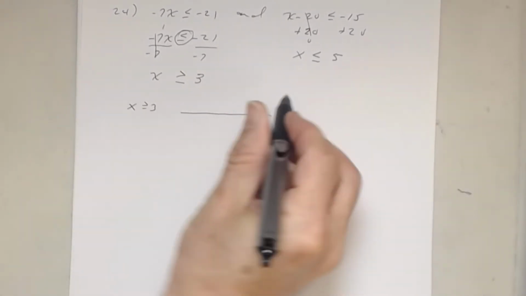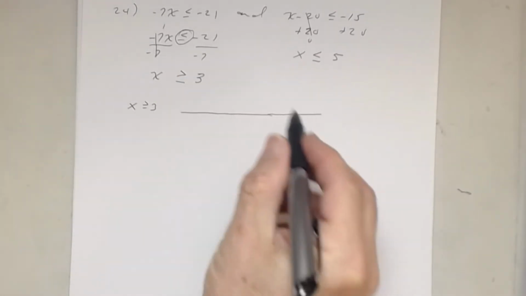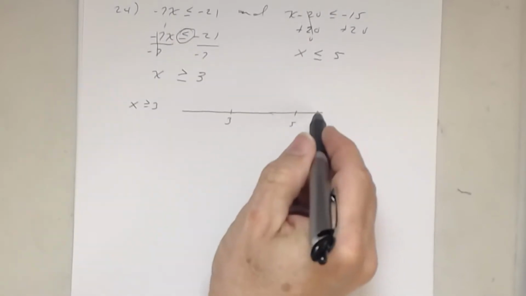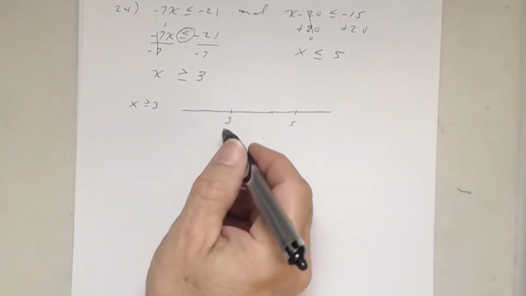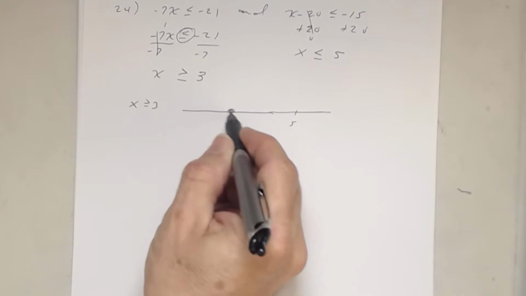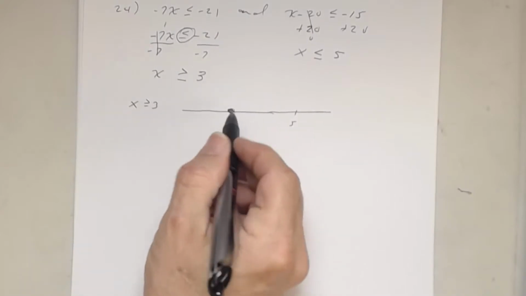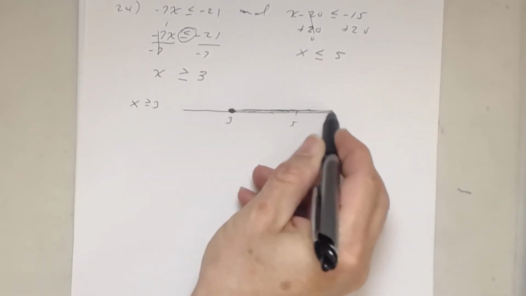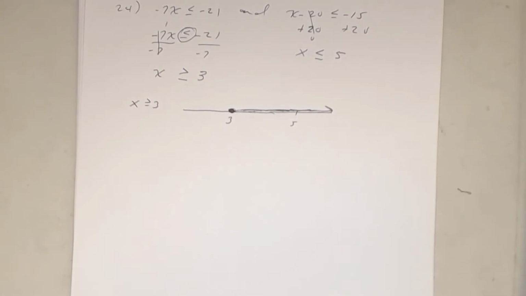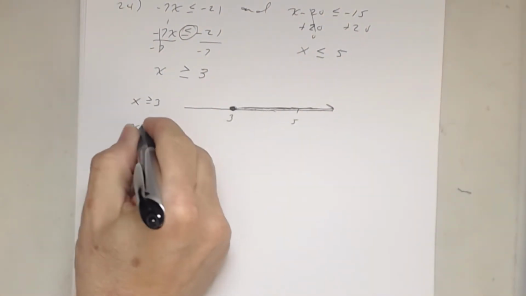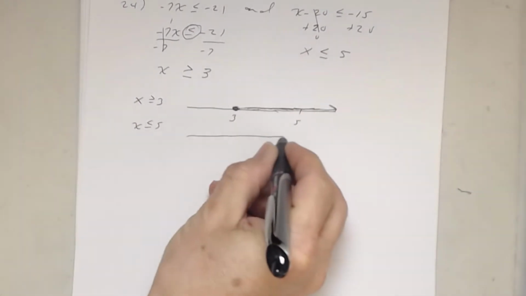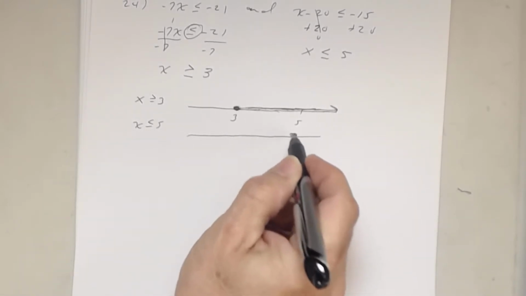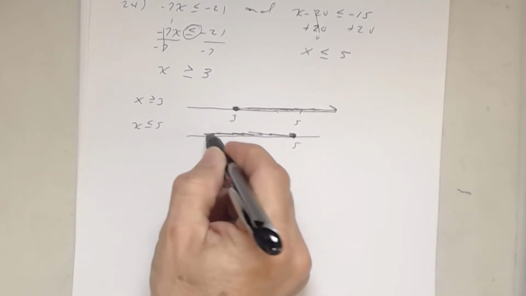Now remember, what I'm shading in are the solutions to that first inequality. So here's 3, here's 5. So at 3, open or closed? Okay. So remember, that part's on test 2. Going which way? To the right. So those are solutions to that first inequality. The next one? Closed on 5. Going which way? To the left. So these are solutions to the second inequality.